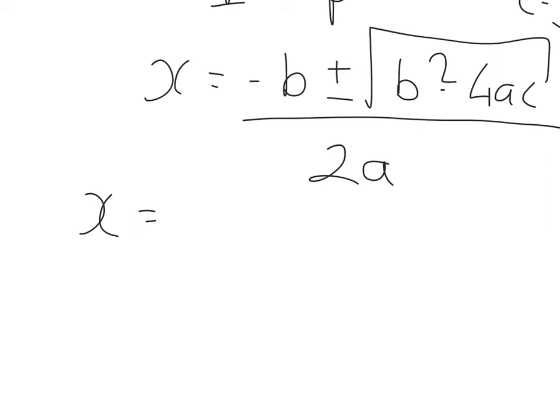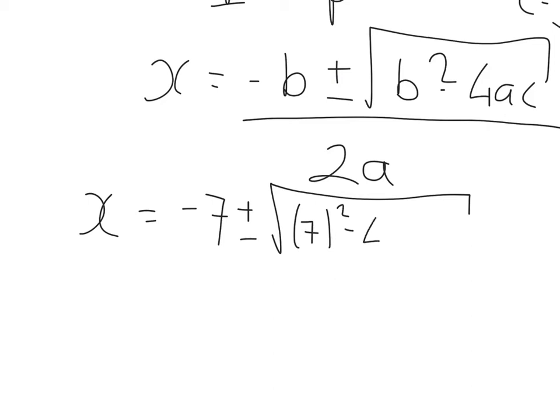x equals, well, b is 7, so minus b is minus 7, plus or minus the square root of 7 squared minus 4 times a, which is 2, times c, which is minus 3, all over 2 times a. A, remember, is 2, so 2a will be 4.